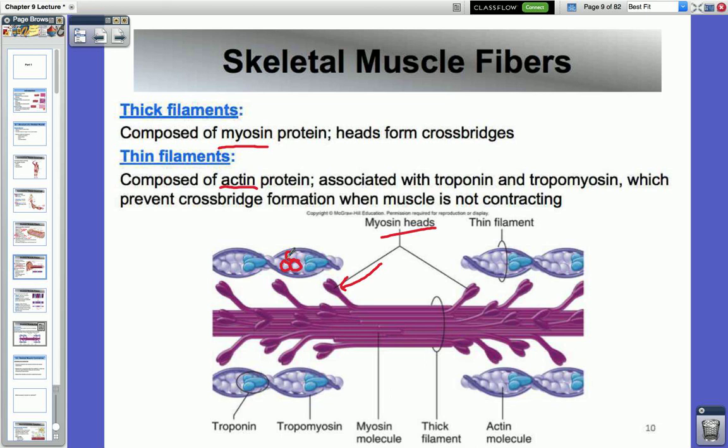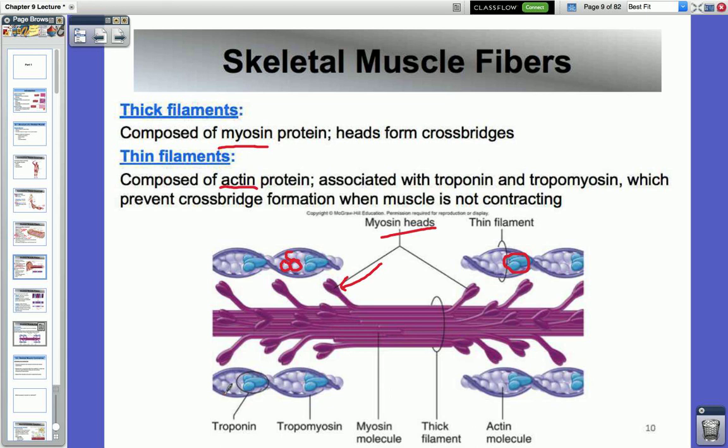But if you notice, there's something else with actin. Actin isn't by itself. It has other things associated with it. One of the things that we find associated with it is troponin. These are those light blue structures right here. That's troponin. This is troponin, that's troponin. And we also have tropomyosin. Tropomyosin is this band that goes around actin. That's tropomyosin.